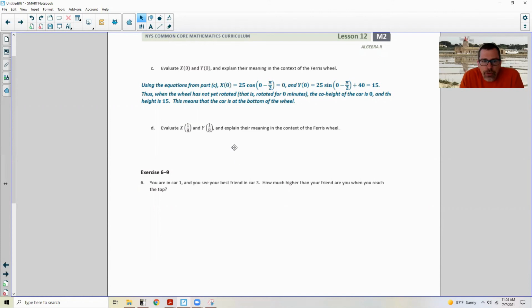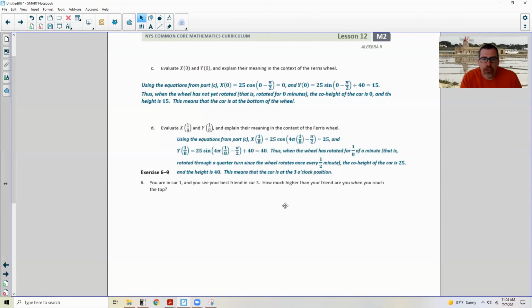Okay, so now it says to evaluate x of 1/8 and y of 1/8. So using the equation for part C, x of 1/8 would be 25 cosine of 4 pi times 1/8 minus pi over 2. Well, 4 pi times 1/8 is pi over 2, right? 4 pi over 8 is pi over 2. Pi over 2 minus pi over 2 is 0. Cosine of 0 is 1. 25 times 1 is 25.